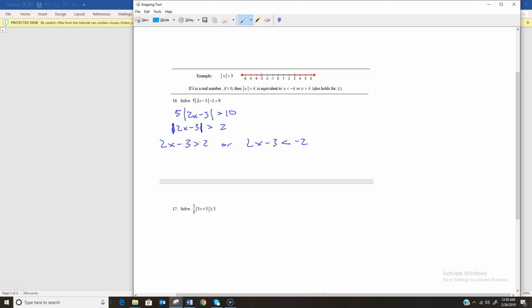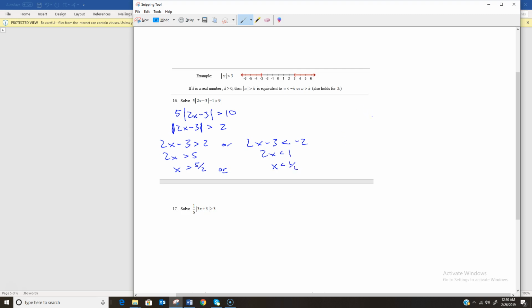So when you take that out, it has to be greater than the actual thing and then less than its opposite. If this wasn't greater than, if it was less than, then you would switch the sign still. So if it was a less than, this would be a greater than. Add 3 to both sides, I get 2x is greater than 5, and so x is greater than 5 halves. Or, if I add 3 to both sides, I get 2x is less than 1, and x is less than 1 half.